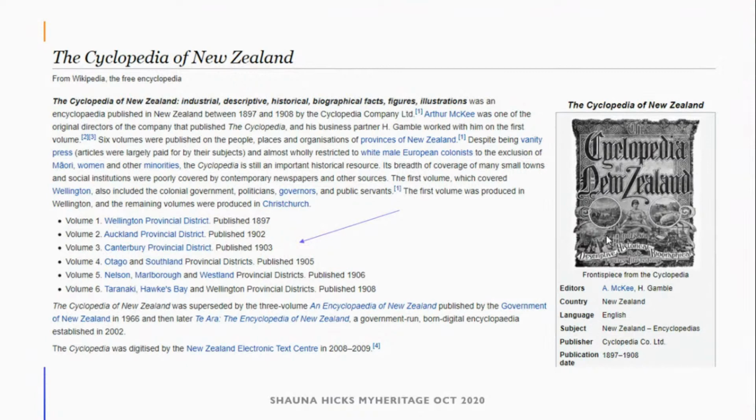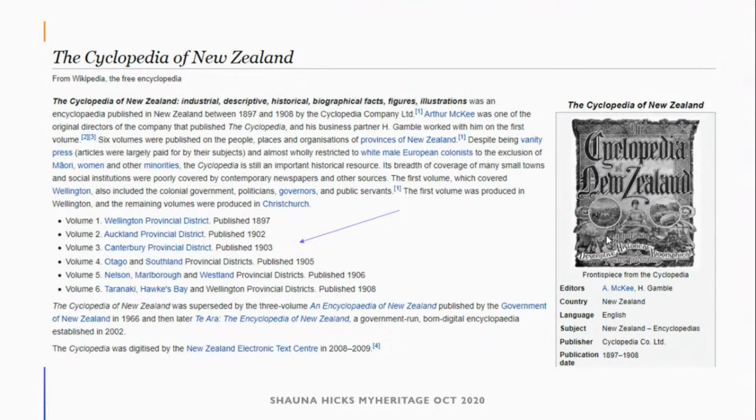So I'm going to refer to the Cyclopedia of New Zealand. It has 6 volumes, divided up into the basic New Zealand provinces: Wellington, Auckland, Canterbury, Otago and Southland, Nelson, Marlborough and Westland, and Taranaki, Hawke's Bay. Now, they were all published in the early 1900s, late 1890s.